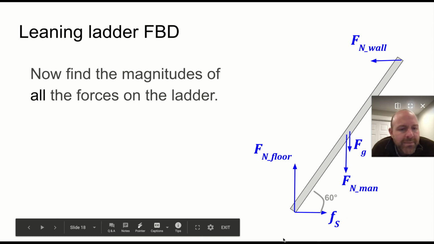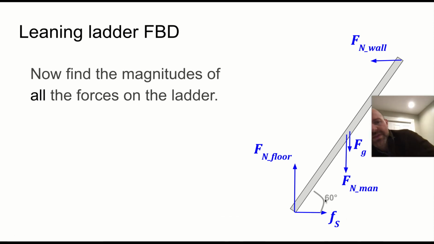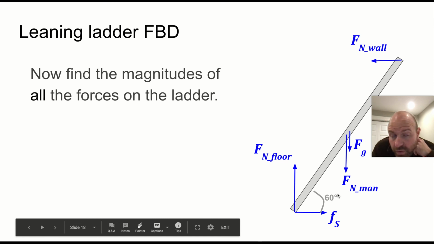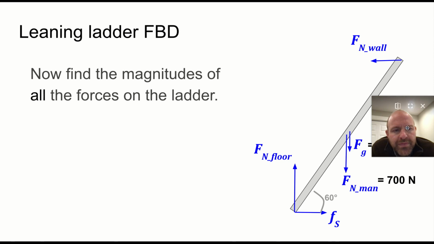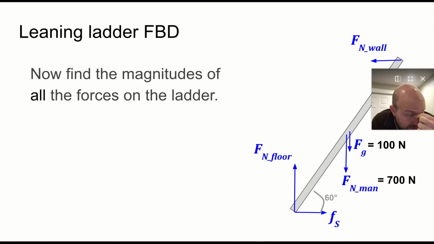I may or may not be right about the direction of the static frictional force, but if you think of what would happen to the ladder if the ground had no friction, you think about it sliding out from under you. So probably the frictional force is toward the wall. So we can go a little bit further. We know that the normal force that the man is providing is equal to his weight. So that's a 700 Newton force because everything's at rest. And then the weight of the ladder is 100 Newtons. So those are both pulling straight down, happen to be at the center of the ladder.